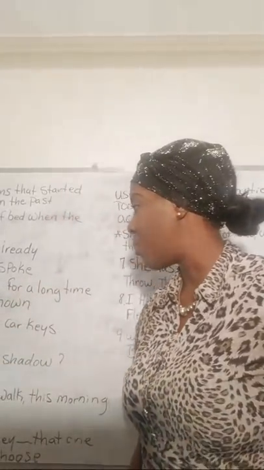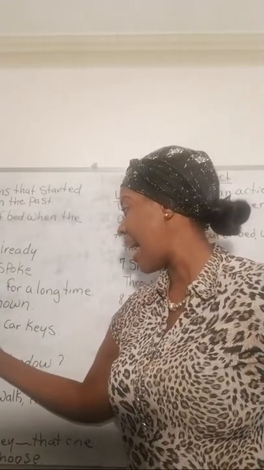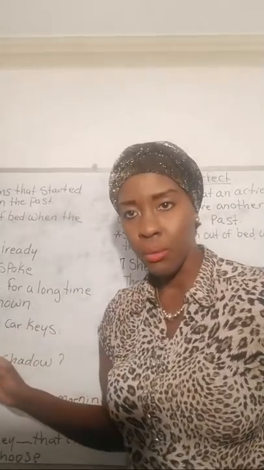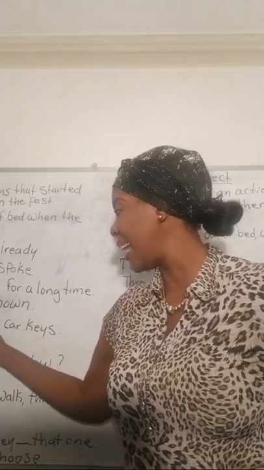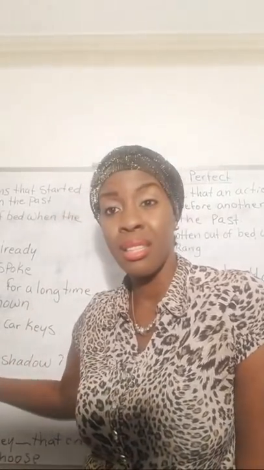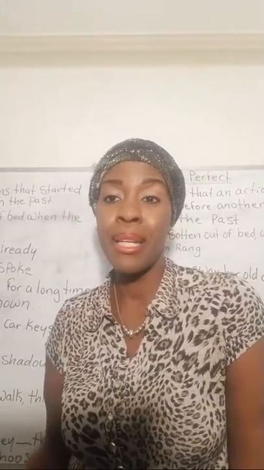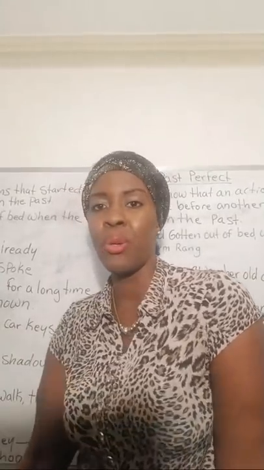Okay, now, let's look at number 3 again. My brother hide my car keys? No. Okay, the correct answer is my brother hid my car keys. Okay, which means my brother hid my car keys. But to know the answer is hid, you have to know what the past is. Okay, hide is the present, hid is the past. So the correct answer is hid, and not hidden. Hidden has nothing to do with it.